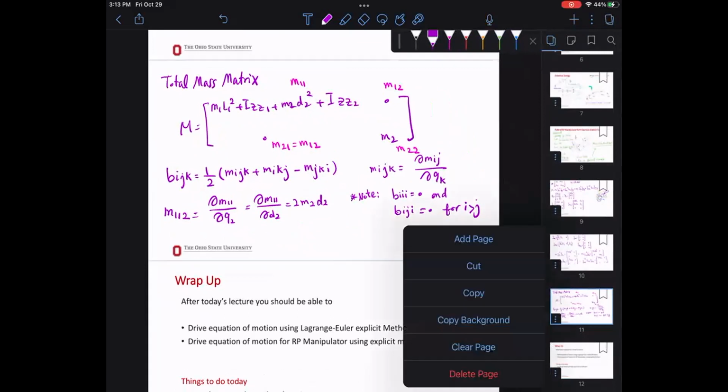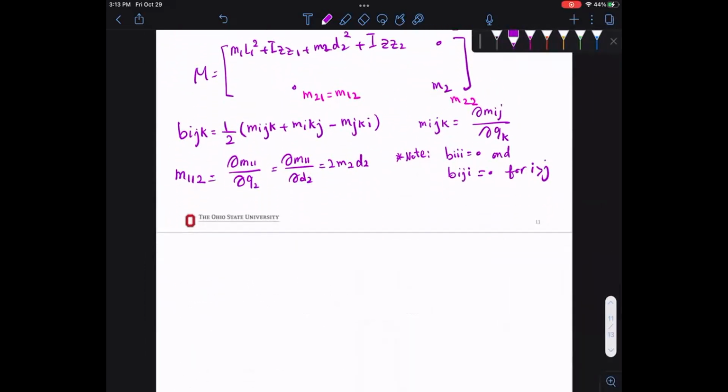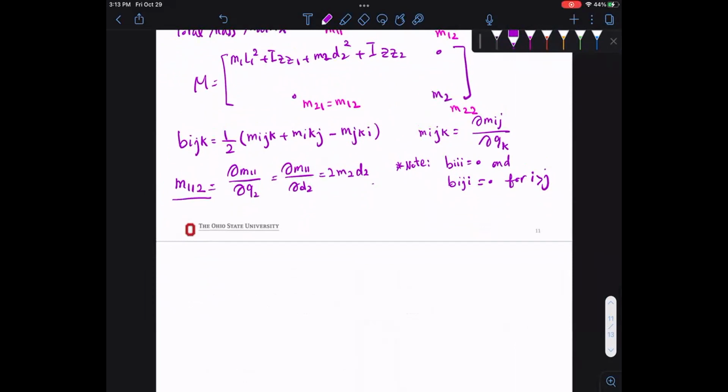The page, so we can continue over here. All right, so with this, now I have M112, I can start calculating B, I, J, Ks, right? So B112, I, J, K, right, is 1/2. Can you speak quietly, please, at least? Thank you.